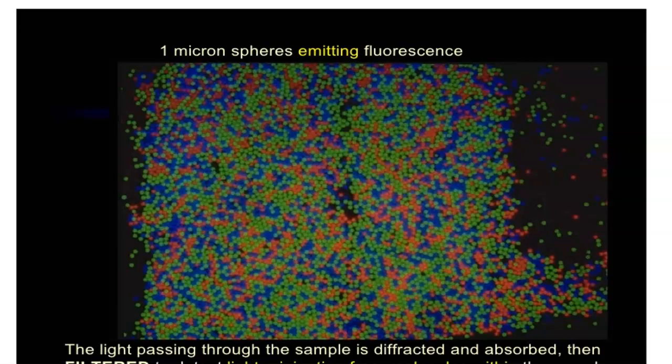Here is what it looks like if these 1 micron spheres would be emitting fluorescence. You can see the difference and how you can identify the different colors. You can quantitate those. The light is passing through the sample, it's diffracted and absorbed, and then it's filtered to detect light from different molecules within the system. This is a great example of how you can detect differences even at the 1 micron level just by using fluorescence, not adding anything else or doing anything different than adding fluorescence to the sample.